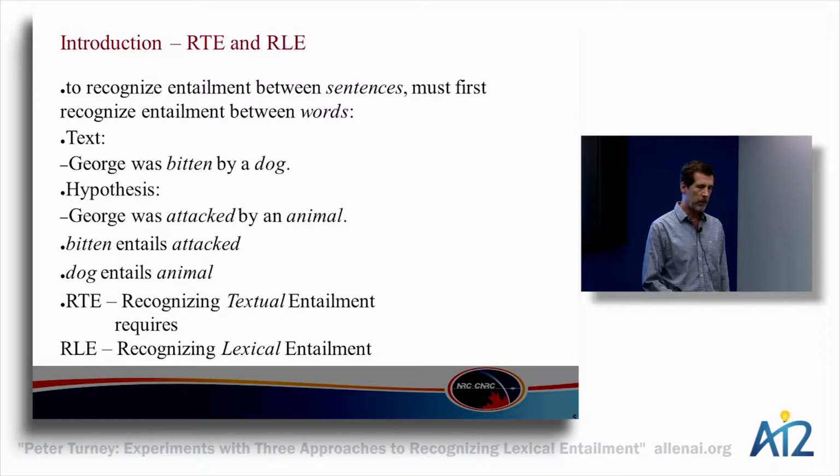Now here's a simple example of a possible RTE question. Text, George was bitten by a dog. Hypothesis, George was attacked by an animal. Now, in order to figure out this entailment between sentences, first you need to figure out the entailment between words. You need to know that bitten entails attacked and dog entails animal. So a good RTE system requires, as a component somewhere, a good recognizing lexical entailment system, an RLE system.